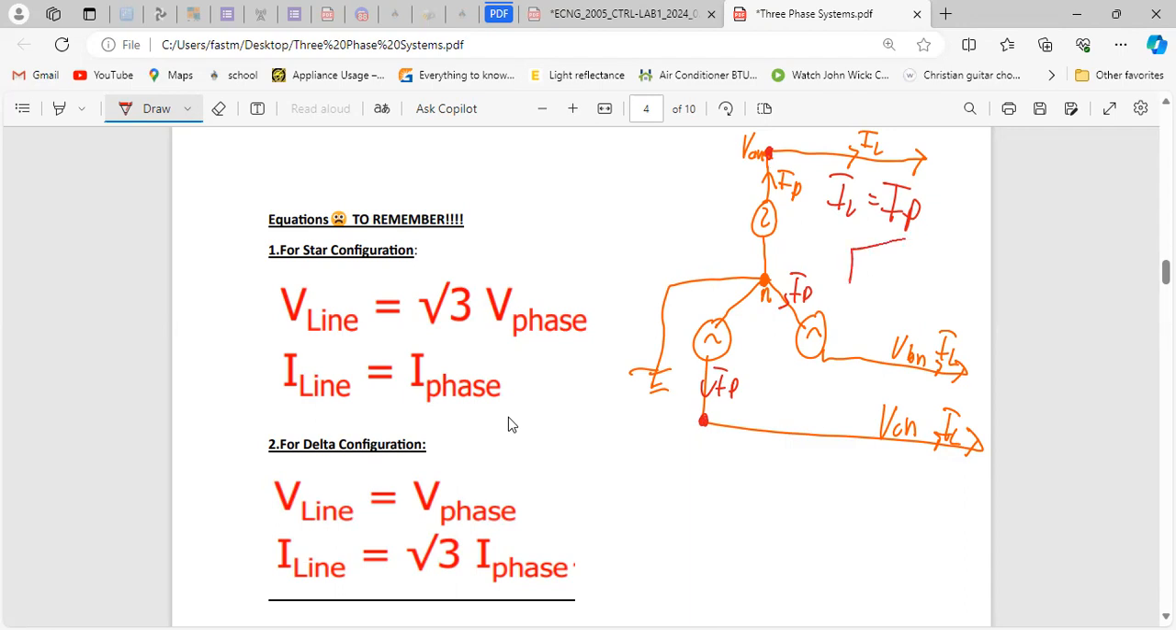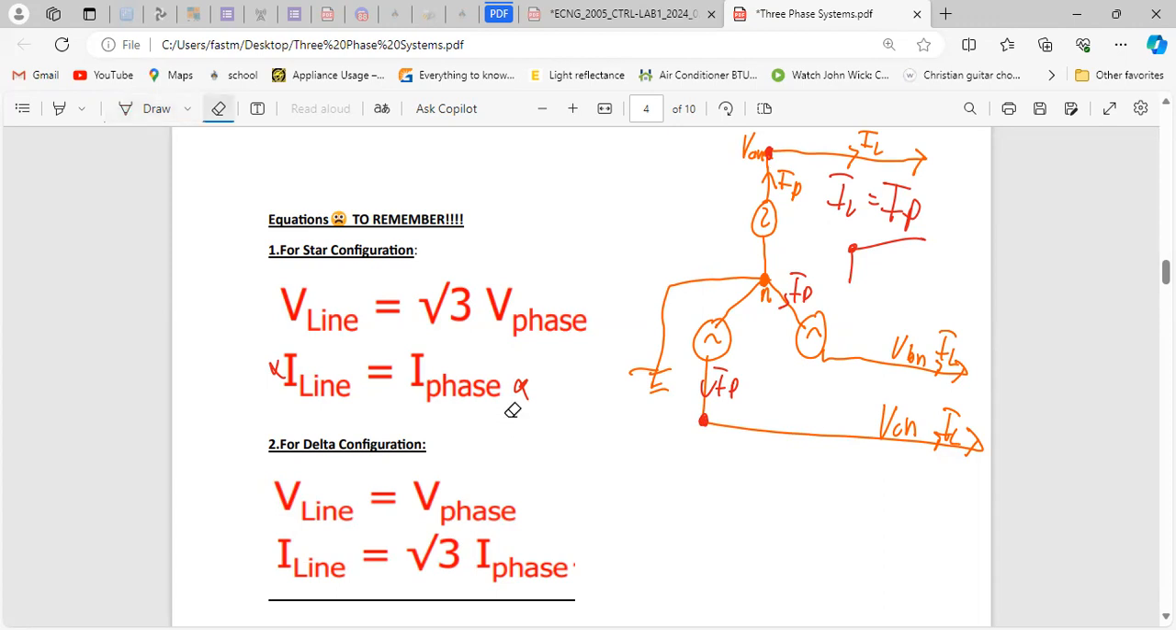Because the star is normally connected like that. It's no break or anything else. So your I phase is your I line, or I line is equal to your I phase for your star configuration. Right? And then your V line now.